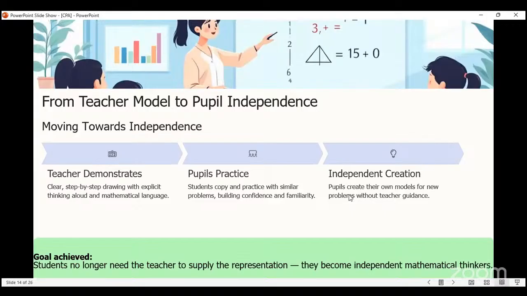That's the step. It is 3 steps. The teacher demonstrates, the pupils practice first by imitating the teacher. Once they gain independence, they begin to create their own models for new problems without teacher guidance. Students no longer need the teacher to supply the representation. They become independent thinkers as a result of teacher model.